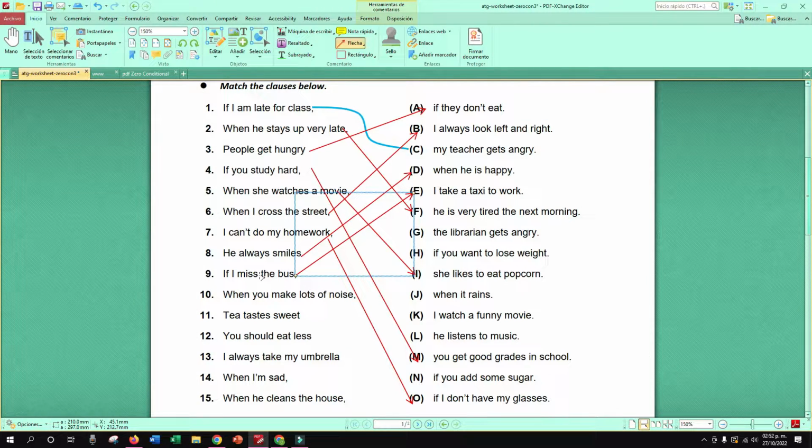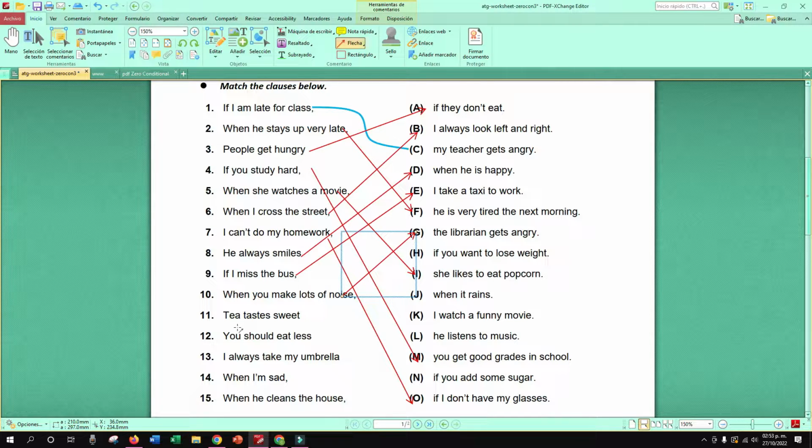Excellent. What about 10? When you make lots of noise. Cuando tú haces mucho ruido. Little G. Excellent, Karen. Letter G, right? The librarian gets angry porque tú estás en una biblioteca, ¿verdad? So, you cannot make noise there.